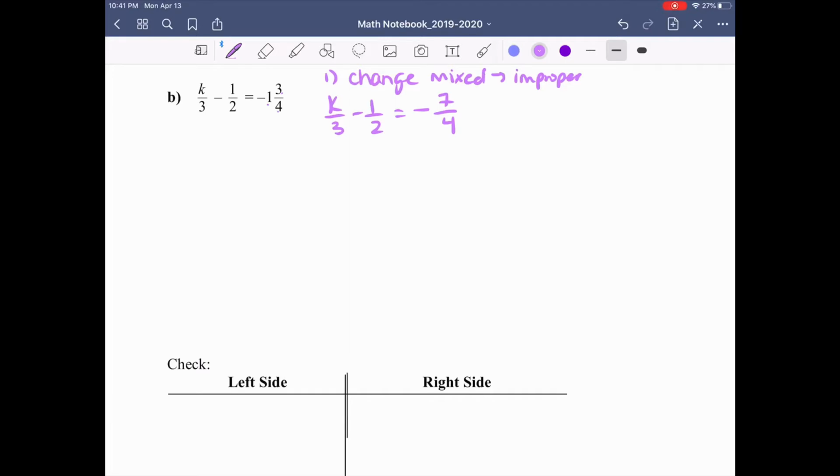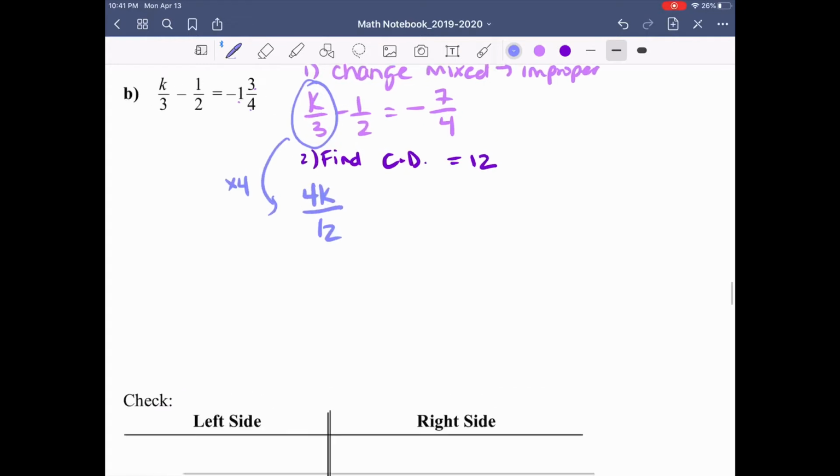So now you have to find a common denominator. And between 3, 2, and 4, I would say the common denominator is 12 between them. So to get the first one to be over 12, we have to multiply by 4. And what you do to the bottom, you do to the top. So k times 4 is 4k.